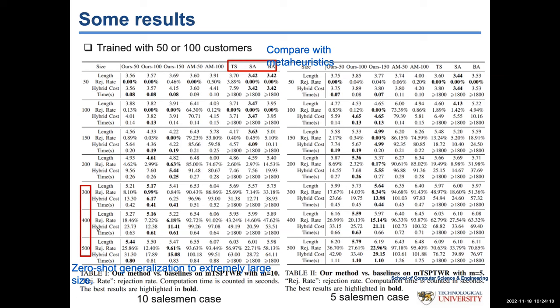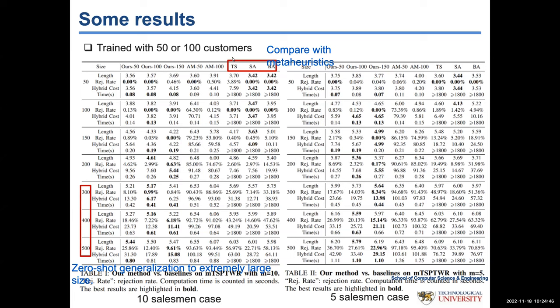And the second point I want to emphasize is that our method has a zero-shot generalization ability, which means we only train our method on problems of 50 and 100 customers, and we directly apply the trained method to solve problems of 300 to 500 customers without training. This zero-shot generalization, I think, is one of the motivations why we apply machine learning techniques to solve this combinatorial optimization problem.